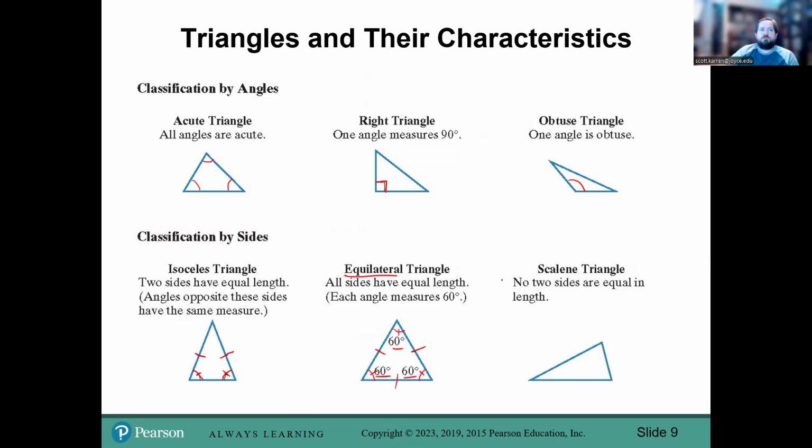And then a scalene is where no two sides are equal in length. So I have a side here, a side here, and a side here. I would indicate that they're different by different markings, but also that my angles would be different. So angle 1, angle 2, angle 3, right? They're all different.